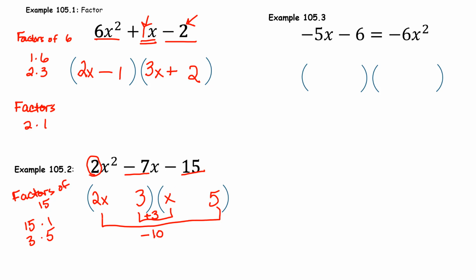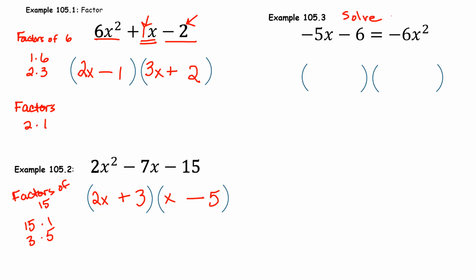So how am I going to get this to be a negative 10? I have to put a minus sign in front of the 5. That'll be 2 times negative 5, which will give me negative 10. How do I get a positive 3 here? I put a plus sign in front of the 3, and that will be 3 times 1, which is 3. And so that is the factorization of 2x squared minus 7x minus 15.